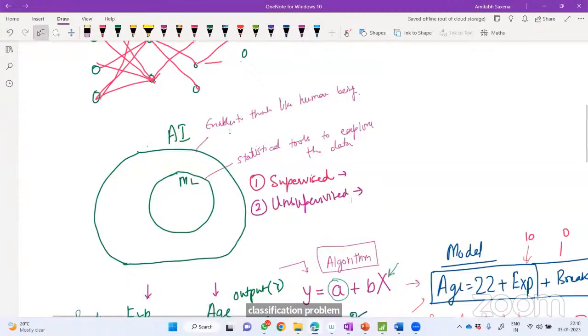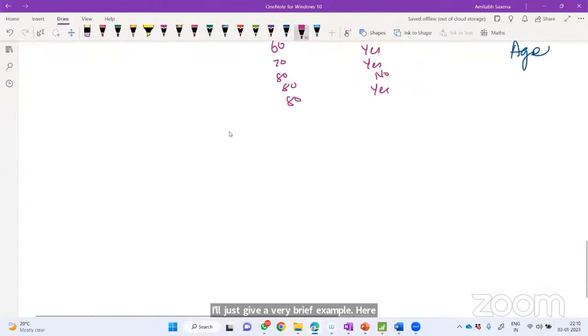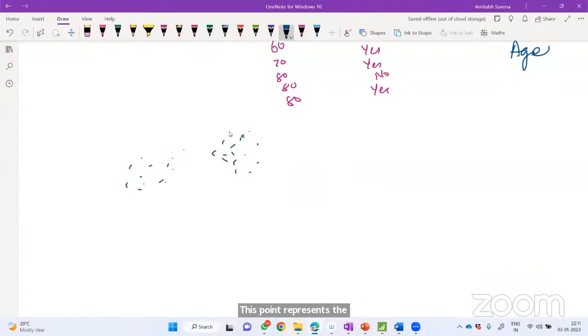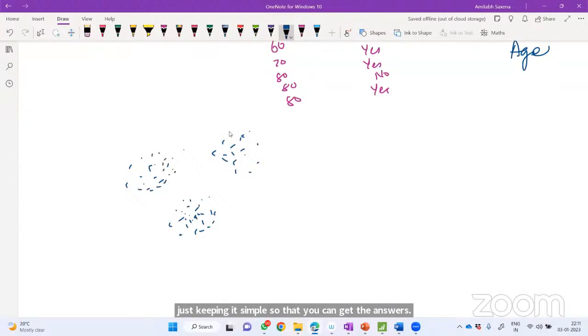I'll just give a very brief example here. Say, suppose this is the population. This point represents the population in a particular district. I'm keeping it simple so that you can understand very easily. Now I want to have vaccination centers, and let's say I want to have three. Now there are different possibilities. I can put one vaccination center here so that it's close to regions A, B, and C. Or I can put one here and one here. There are multiple possibilities. Which is the best possibility?